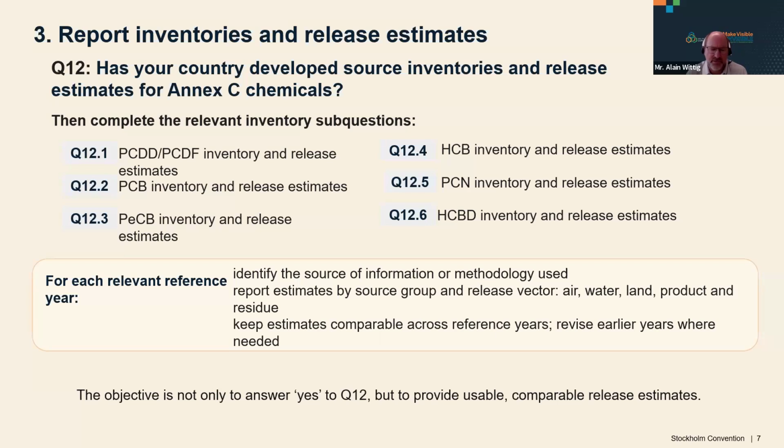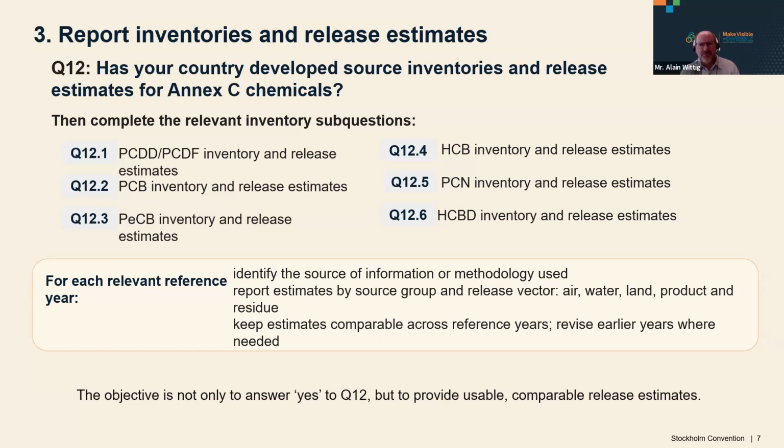Once the relevant inventory sub-question is opened, the party should provide information for each relevant reference year, including the source of the information and or the methodology used. For example, I'd like to point out the existence of the UNEP Toolkit for Identification and Quantification of Releases of Dioxins, Furans, and other POPs, which is available on the Stockholm website, or, for example, national inventories. The party should then report estimates by source group and release vectors, so air, water, land, product, residue, and so on. Here, the key point for reporting is comparability over time.